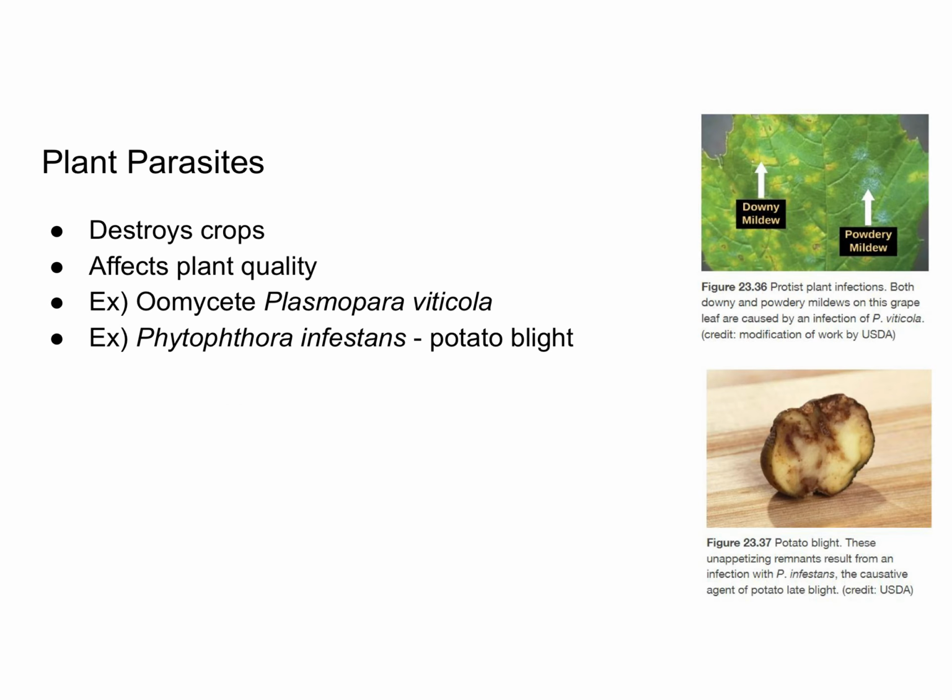Plants can also be affected by parasitic protists, and this is a problem because it can destroy crops or affect the quality of the plant. Some examples of plant parasites, there's this Plasmopara viticola, which we can see here, and it is classified as an oomycete. The Great Irish Potato Blight, which caused the potato famine in Ireland many, many years ago, was also caused by a parasite, Phytophthora infestans.